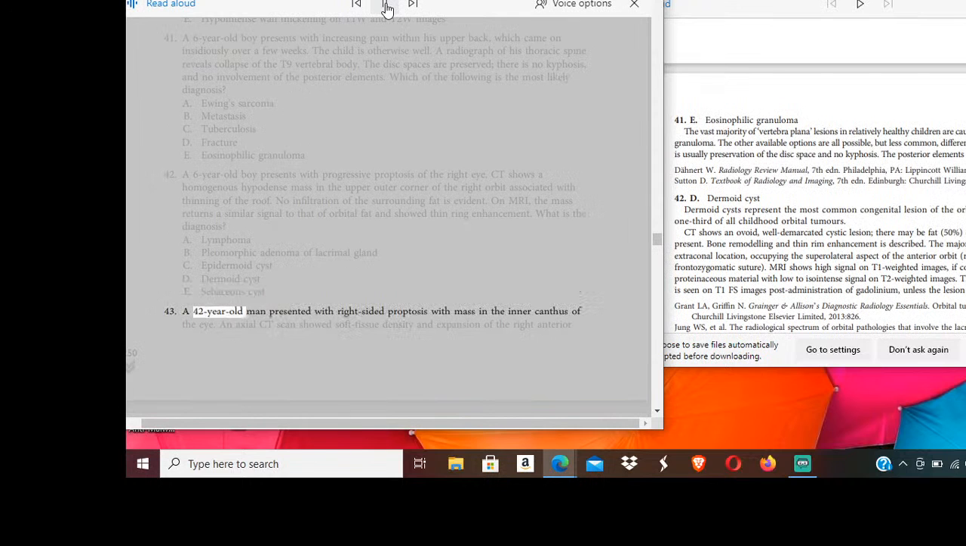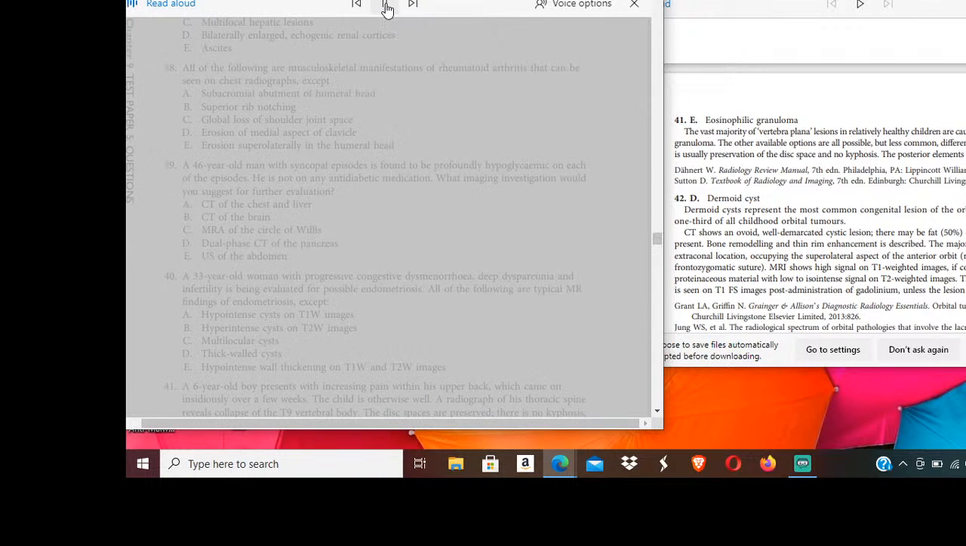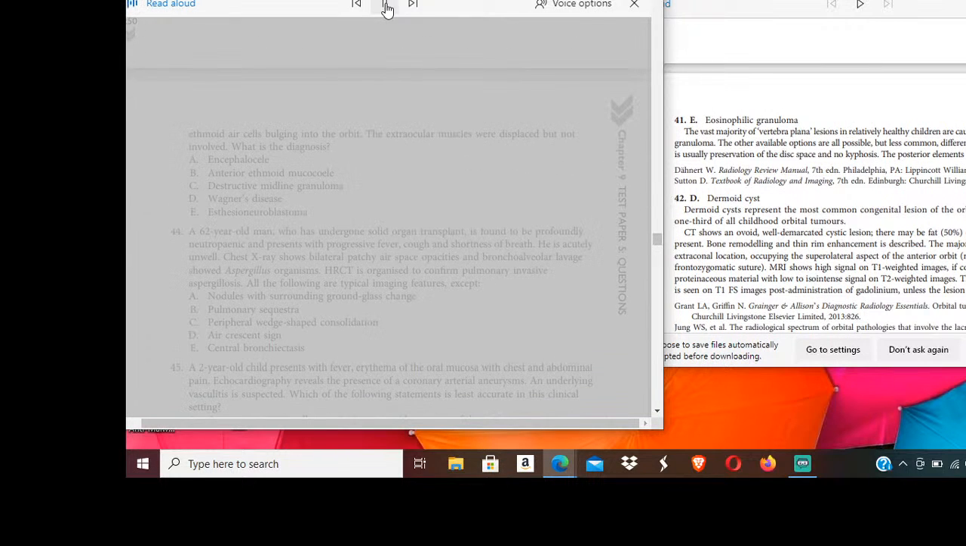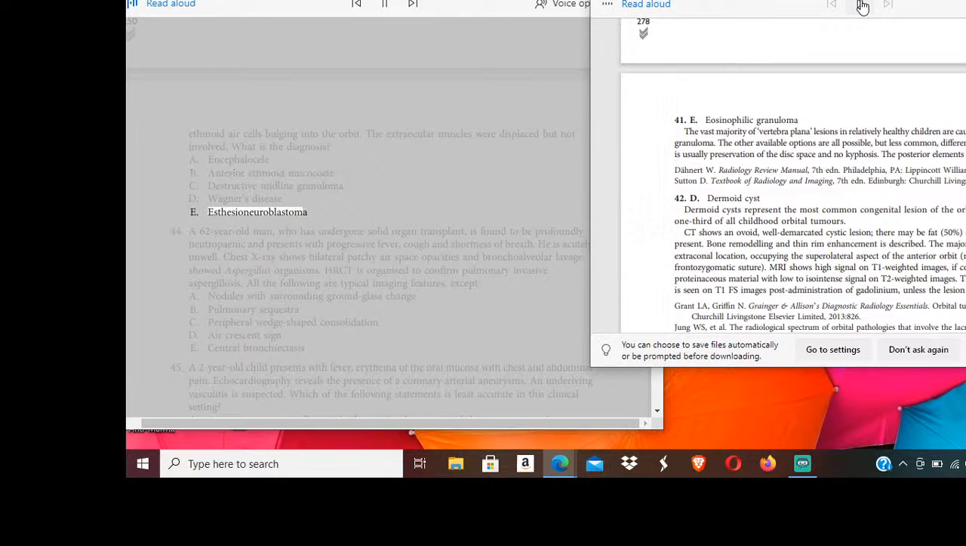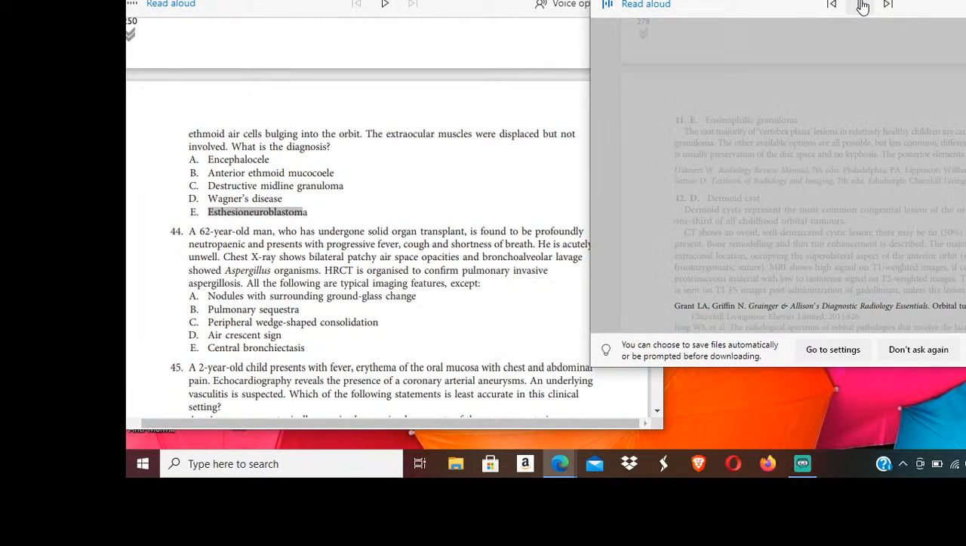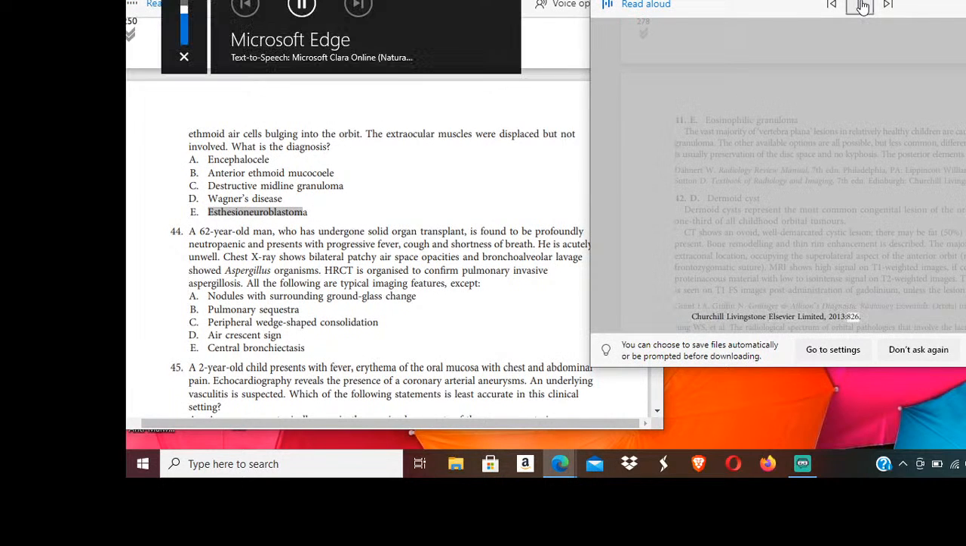43. A 42-year-old man presented with right-sided proptosis with mass in the inner canthus of the eye. An axial CT scan showed soft tissue density and expansion of the right anterior ethmoid air cells bulging into the orbit. The extraocular muscles were displaced but not involved. What is the diagnosis? A. Encephalocele B. Anterior ethmoid mucocele C. Destructive midline granuloma D. Wegener's disease E. Esthesioneuroblastoma. New York, Churchill Livingstone Elsevier Limited, 2013:826.